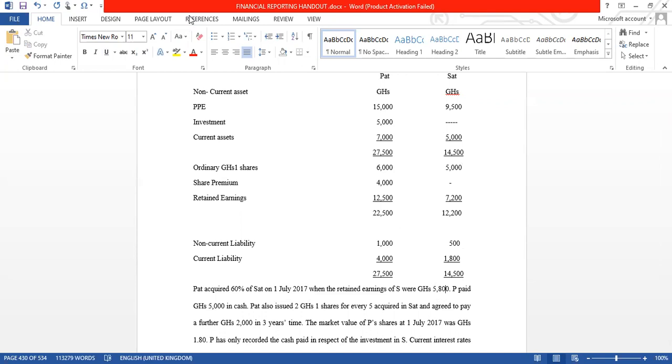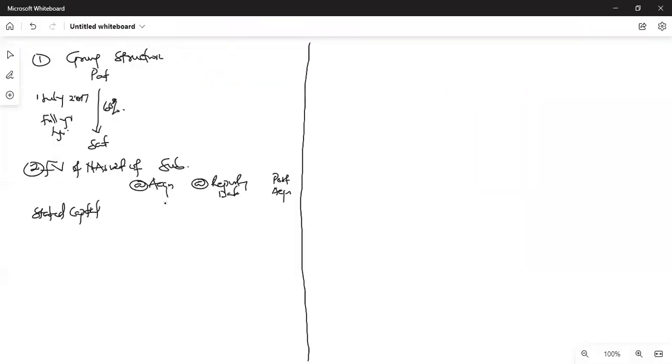Let's go back. So stated capital was how much? 5,000. At acquisition, don't forget, it maintains as reporting, so no movement. Retained earnings, we have 5,800 in the notes. At acquisition, we have 7,200. So there is a movement of how much? 1,004. Okay, so that is that.